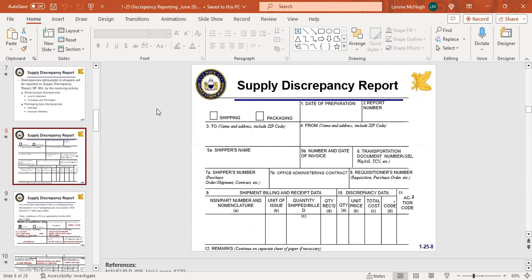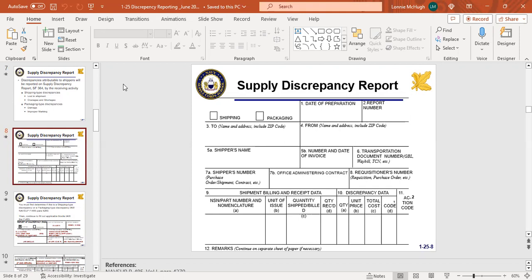So what you see on the screen here is a supply discrepancy report. It's also listed in your publication, on page 388, as an example. With this, you'll have data preparation, which should be pretty obvious as to what it is. A report number is locally generated, so it's going to have your UIC, the year, and a locally generated serial number. So they will be sequential.